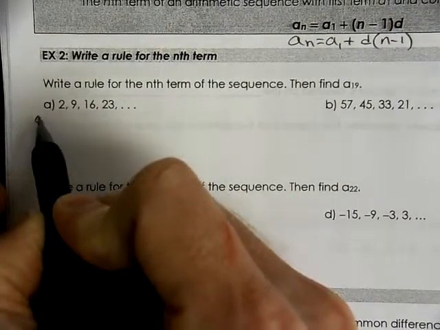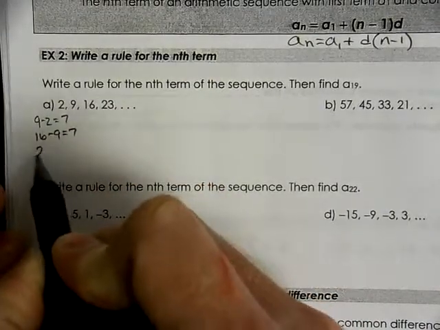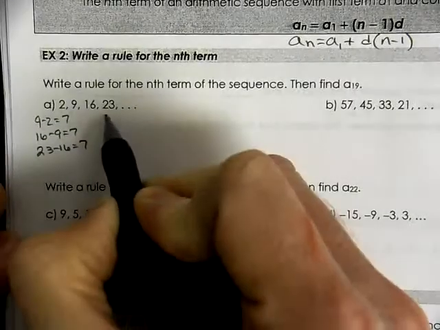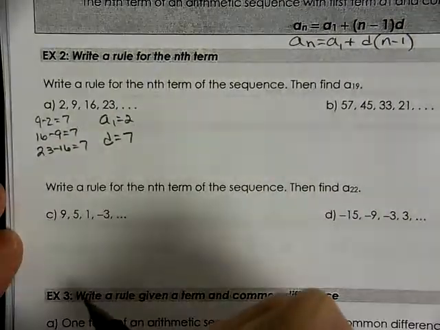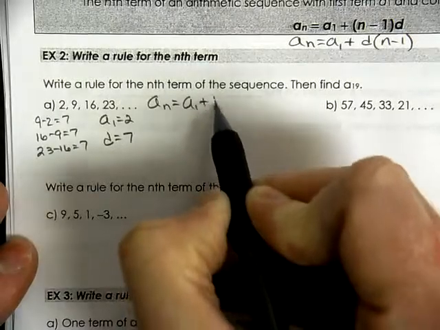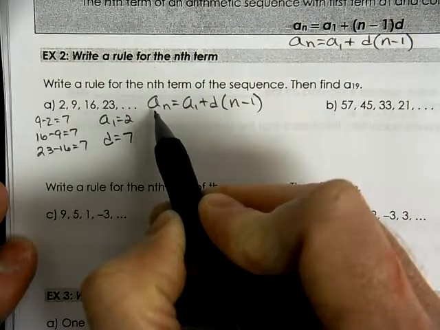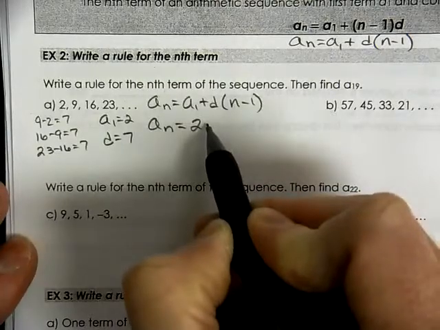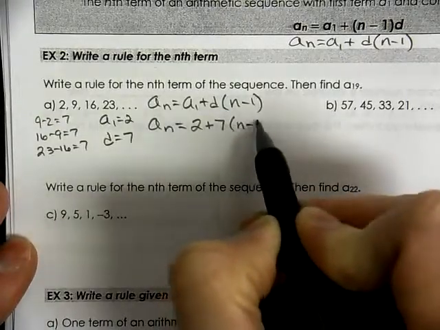So first of all, we notice that 9 minus 2 equals 7, and 16 minus 9 equals 7. So we're testing to be sure that it is arithmetic. So we know our first term is a 2. We know our common difference now is 7. So we're going to use our rule here and plug in our values. So to find a term, we're going to take the number 2, our common difference of 7, times n minus 1.